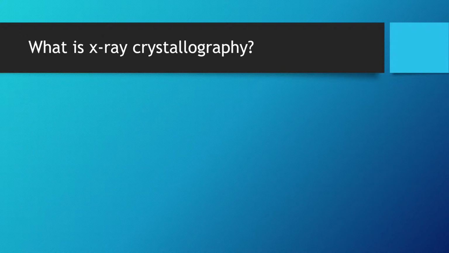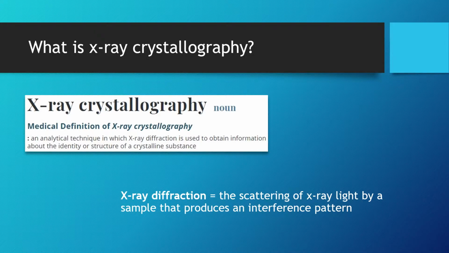First things first, let's address what X-ray crystallography is. According to the Merriam-Webster Dictionary, X-ray crystallography is a technique in which X-ray diffraction, the patterned way X-ray light scatters when fed through a sample, is used to get information about the identity or structure of a crystalline substance.